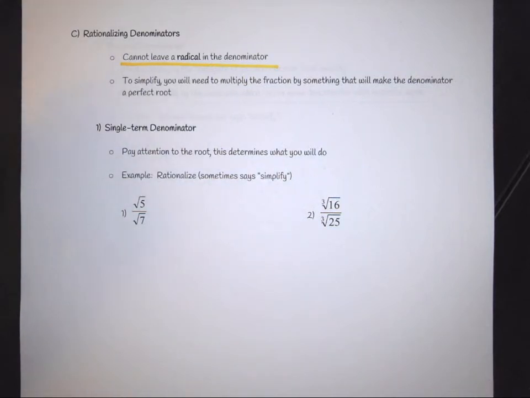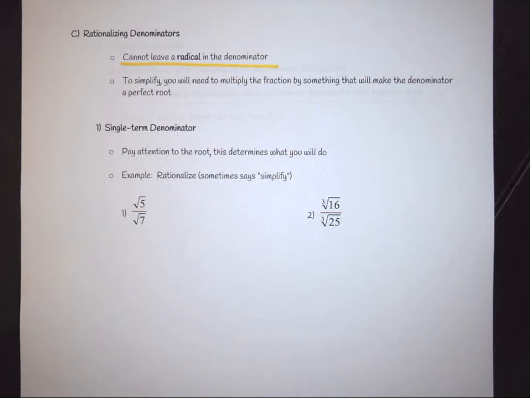Rationalizing denominators is a math concept that we use when you have a radical, so whether it's a square root, cubed root, fourth root, etc., in the denominator of a fraction. Okay. Well, we can't leave the radical in that denominator, so instead we have to do what's called rationalizing.